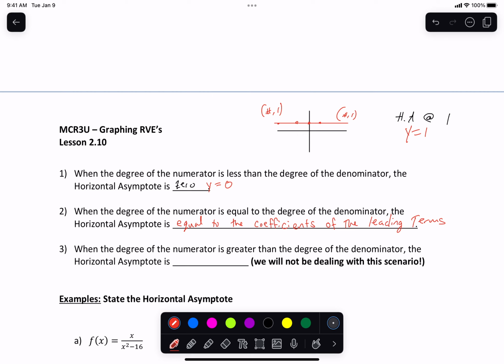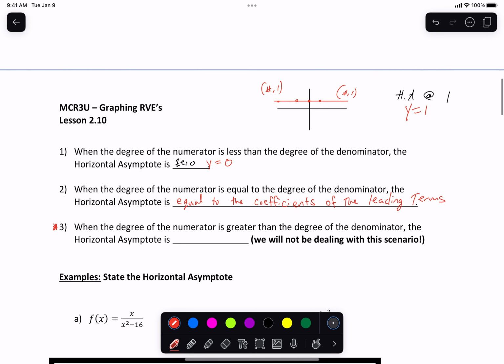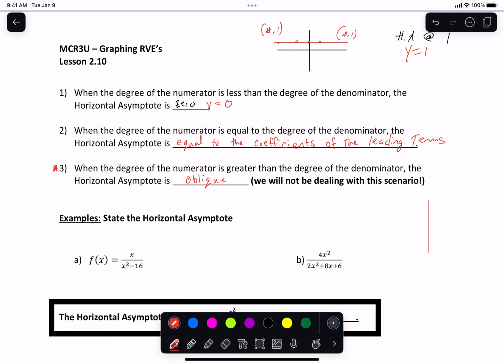This one here is a grade 12 thing. But it's important for you to know. We're not going to draw any of these right now. We're not going to do questions like this, but you will do it in grade 12 if you take grade 12 advanced functions. If the degree of the numerator is greater than the degree of the denominator, the horizontal asymptote isn't really horizontal, it's oblique. So it basically means it's some sort of asymptote. It's just an equation of a line, but it just goes off, it's oblique.